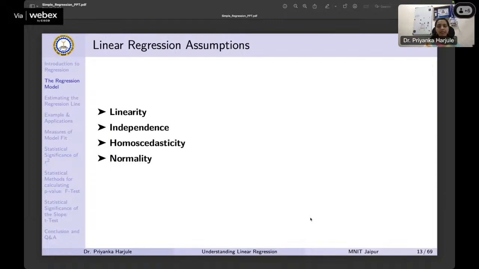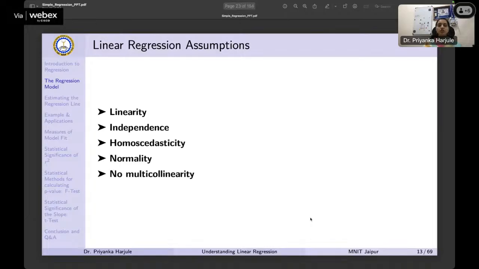Then you have normality, that is, errors in the model are normally distributed. That is, if you plot the errors of every instance against the predicted values, it should follow a normal distribution.